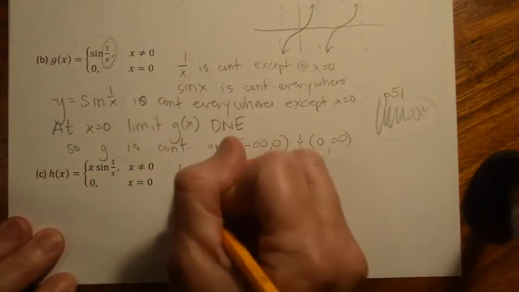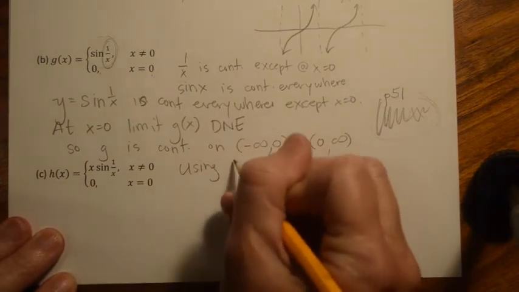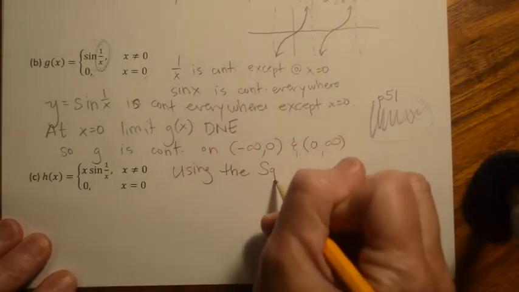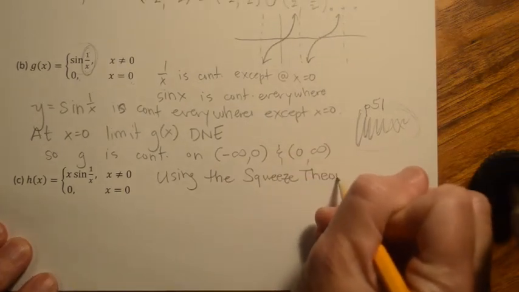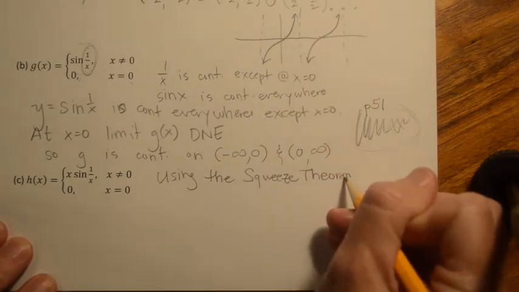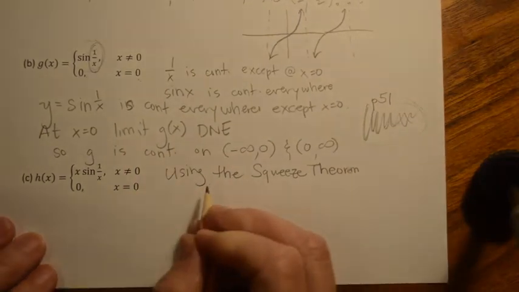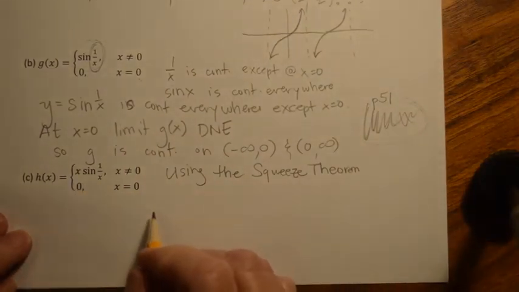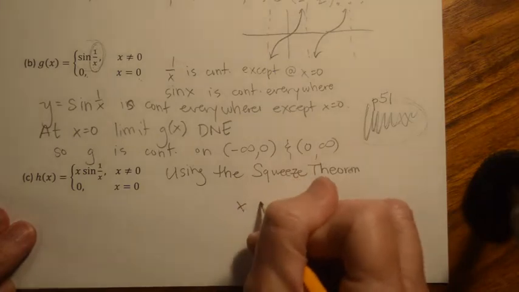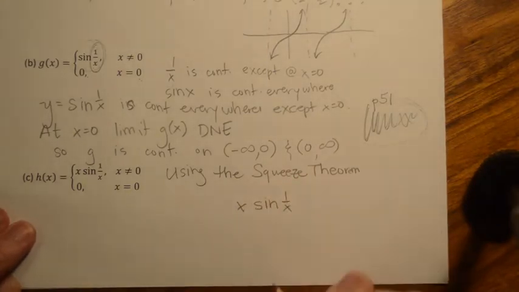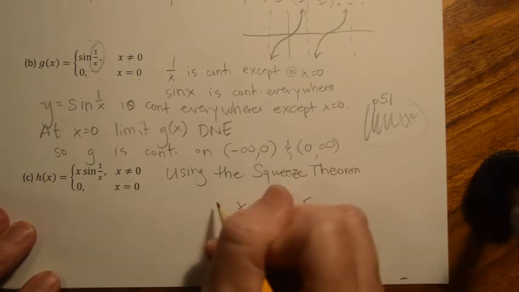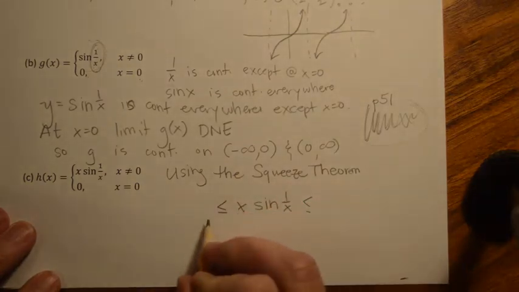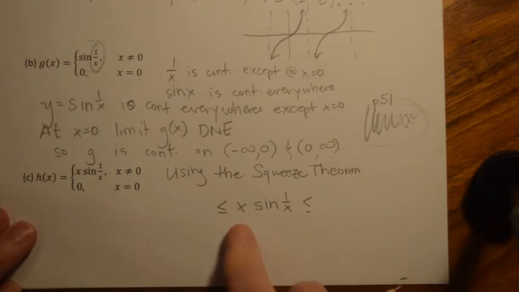So using the squeeze theorem, what the heck was the squeeze theorem? All right, remember we said that to use the squeeze theorem, we have to find some function. All right, here's our given function. We have to find something that's larger than it or equal to it, and something smaller than or equal to it that we can bound it by.